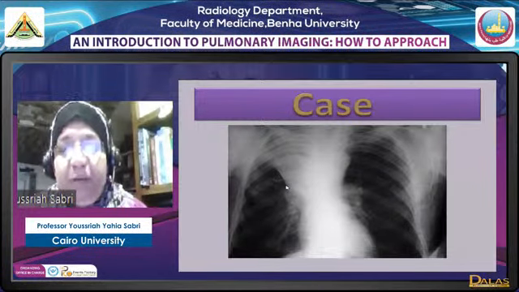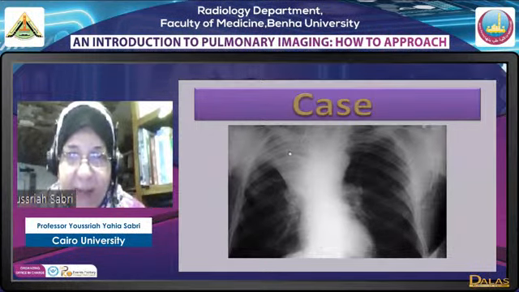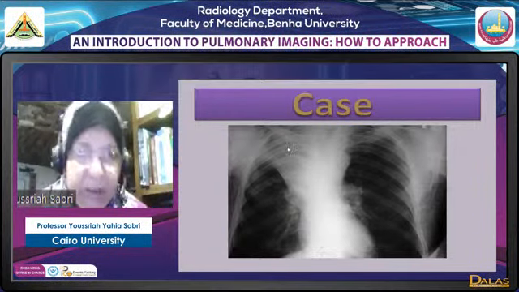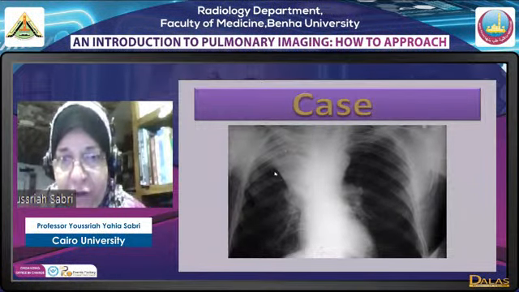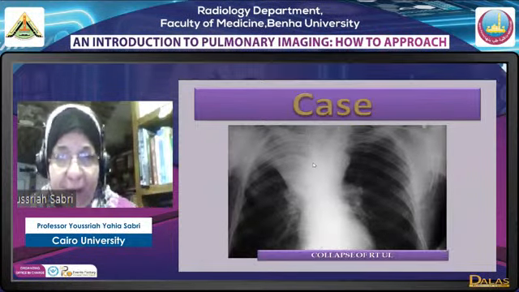Is this the normal position of the fissure? No, the fissure has shifted toward the lesion. So this means this lesion has volume loss. What is the site? This is definitely the upper lobe. There is no possibility of being anything else. This is upper lobe, the shift of the fissure towards it, retraction of the fissure. This is right upper lobar collapse.